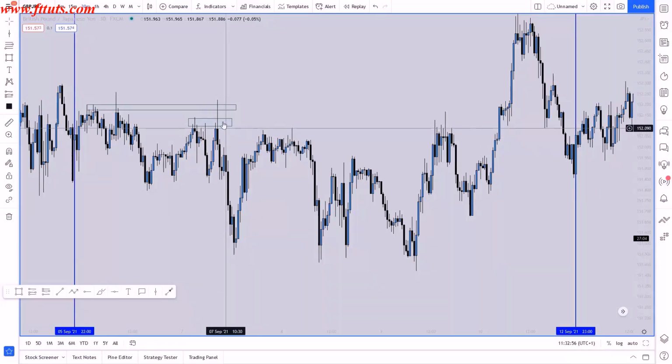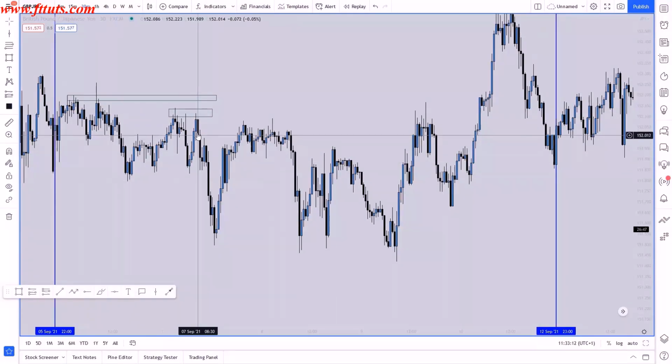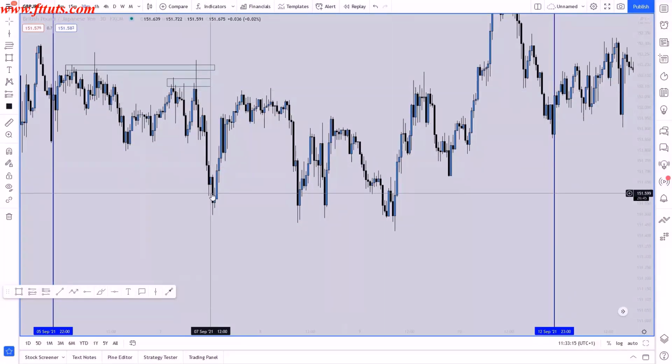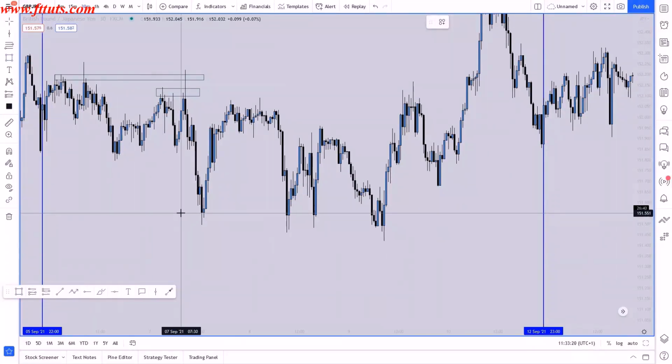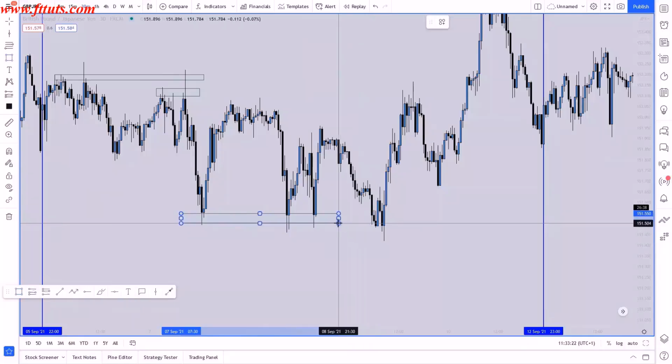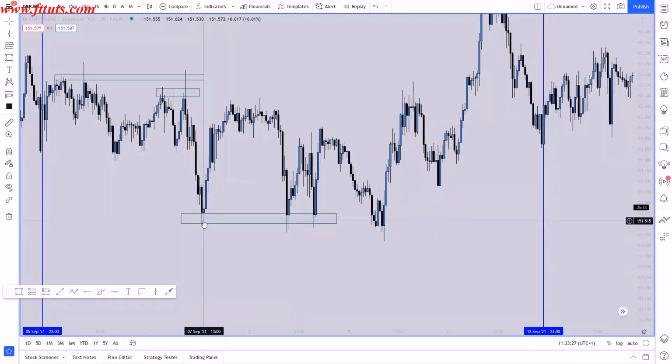Not only did it reject this Asian zone here, the Asian zone of the session just before it, it also rejected the previous day's London high, which was coincidentally the week's London high as well. So what happened on the Tuesday, I've already told you, we rejected that zone. And what happened? We pushed all the way down here and we created, let's draw it on, we created this zone right here. This was what became the London low.